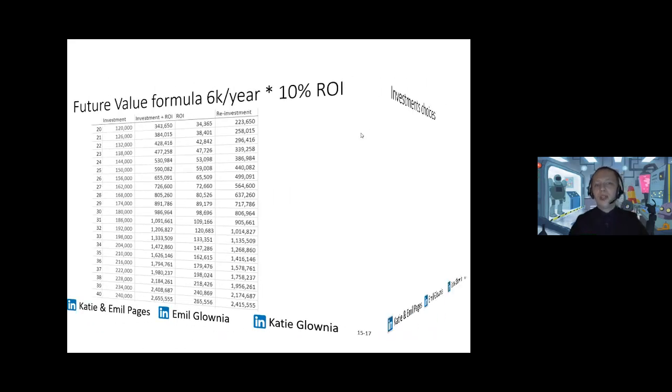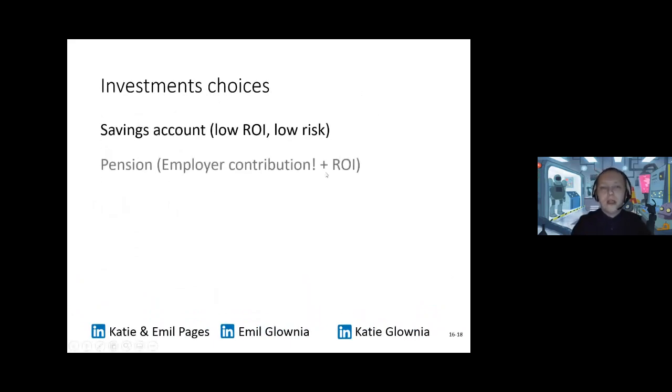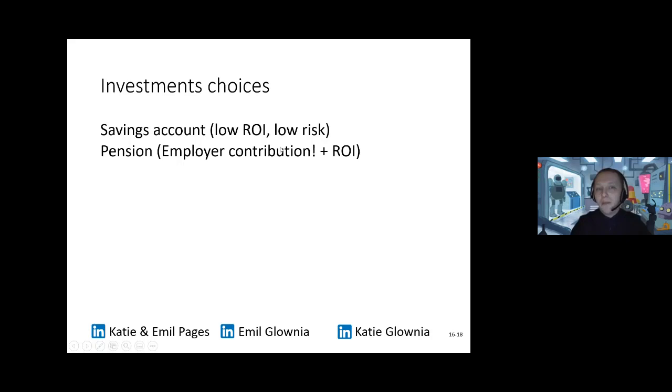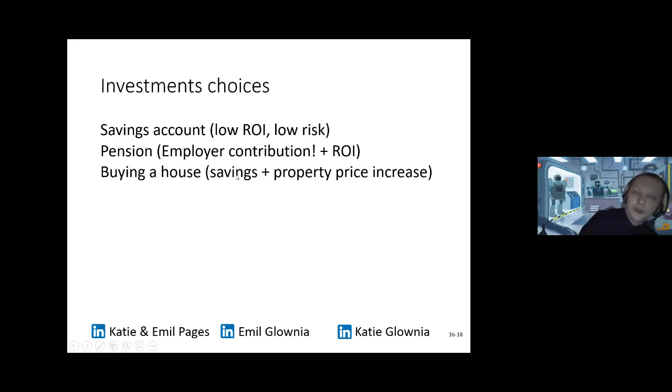Now, investment choices: we have saving accounts, low risk, low return on investments. Pension employer contribution is an excellent one, where employers will often double your contribution. So that's an excellent return on investment, and the pension company will invest your money, and if you have double the money, then you get double the return, the passive income from it. Buying a house is also an interesting investment because you do make savings by repaying your mortgage, and property price typically increases over the long-term period.